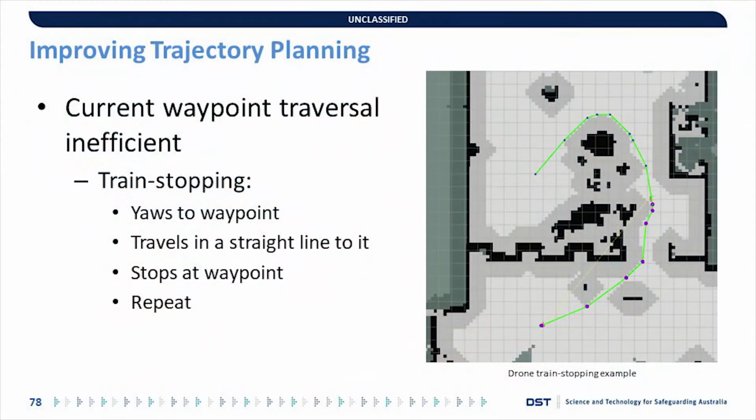Another area of active research is how do we get a drone to basically take off and then fly via a series of waypoints to the actual end goal. Currently what it does is something called train stopping. So it will take off, will yaw to the direction of the first waypoint, will fly straight to it and then stop, and then yaw to the next and then fly straight to it and then stop. And this is really obviously not ideal.